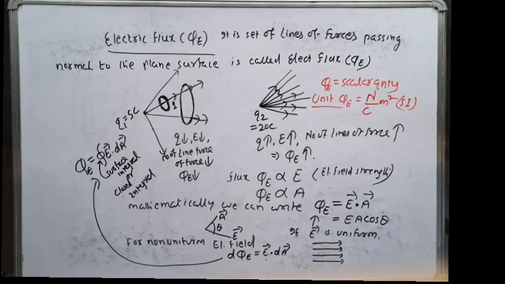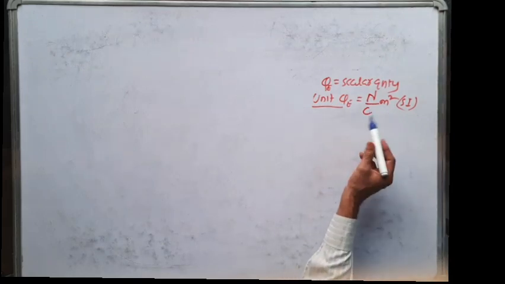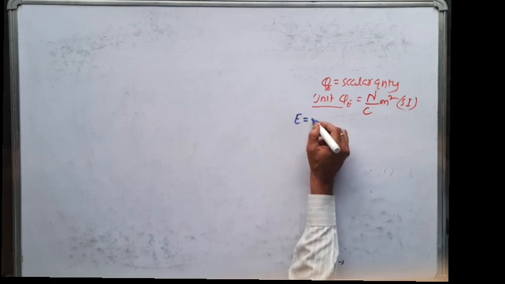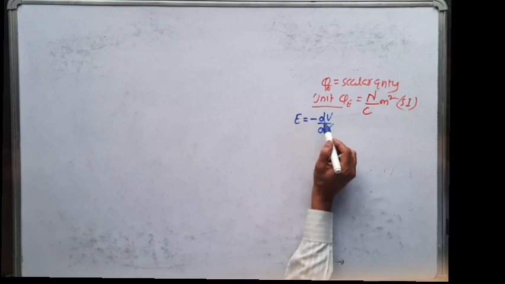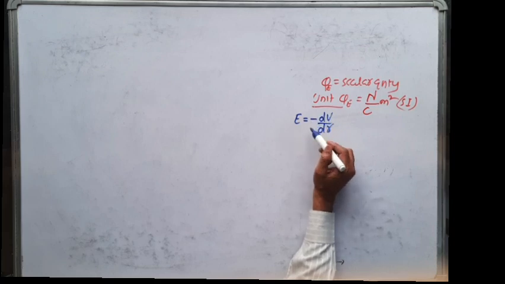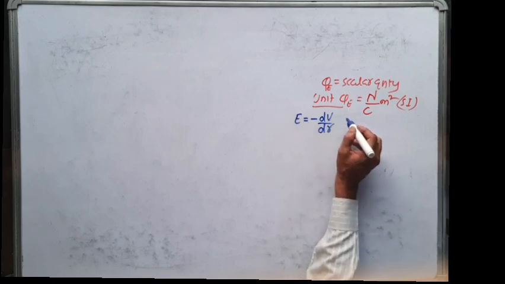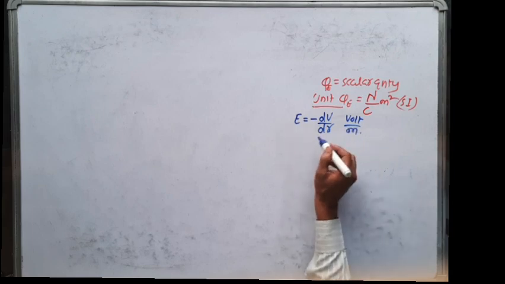Then another formula: the unit of flux is Newton per coulomb per meter square. Since you know electric field intensity is nothing but negative potential gradient. These things we will discuss during the potential class, or it is already known from 9th, 10th class electrical subject. So E is equal to negative potential gradient, that is dV by dr. So what is the unit of electric field intensity? dV means potential difference, whose unit is volt. And dr is distance, meter.